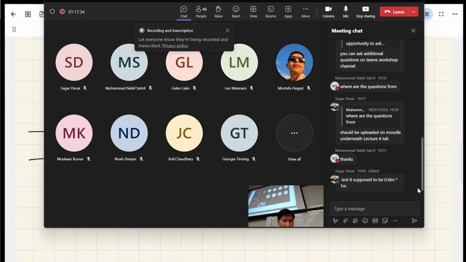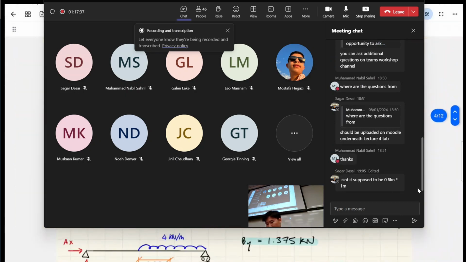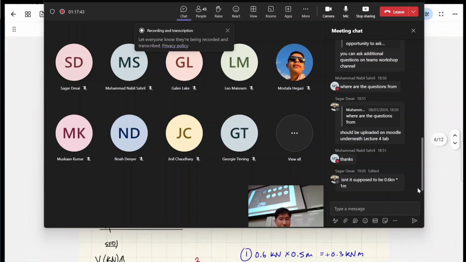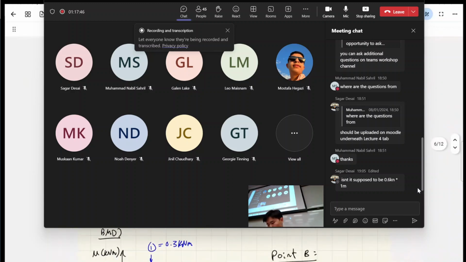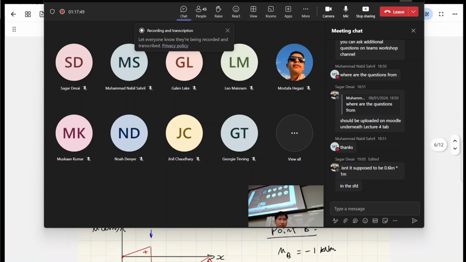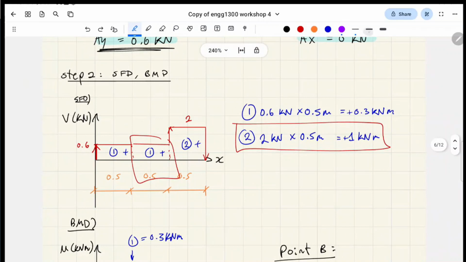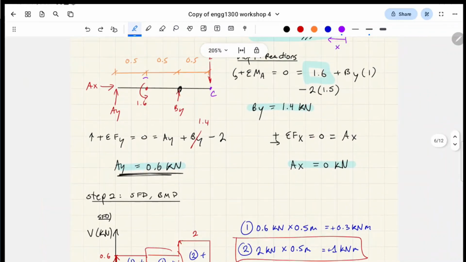Sorry, I'm going to go back down. Isn't it supposed to be 0.6 kilonewtons times 1 meter? Yeah, it depends how you want to break it up. I see what you mean. You could do this shape as just 1 instead, like that. But the reason I decided not to is because the point moment will break up your shape anyway when you're drawing the bending moment diagram. So it's actually smarter to do it the other way.